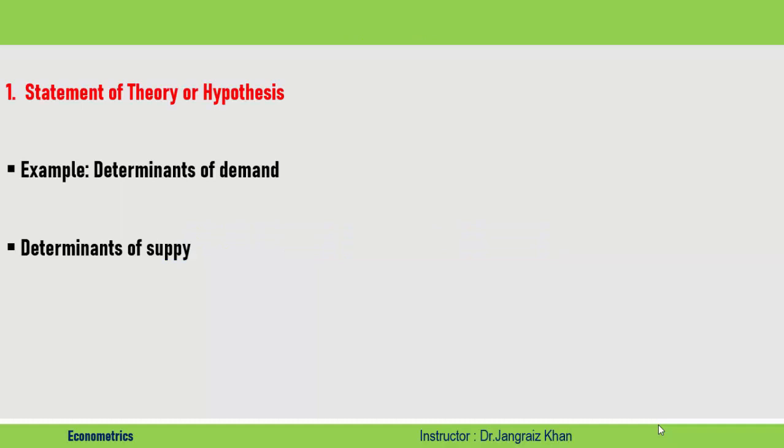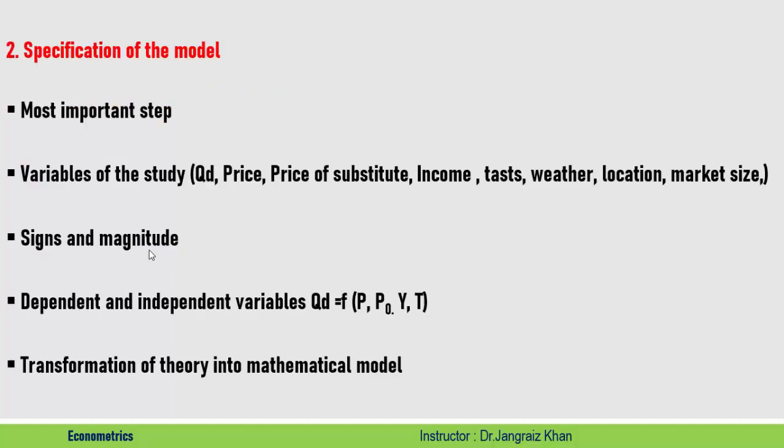So, dear students, as we discussed in the previous lecture, first of all, a theory is presented, or we have a statement of the theory. For example, if we are interested in the determinants of demand, you want to know what the determinants of demand are, so it is an issue. We can use the methodology of econometric research to find the determinants of demand. Similarly, the determinants of supply can be another example of the statement of the theory.